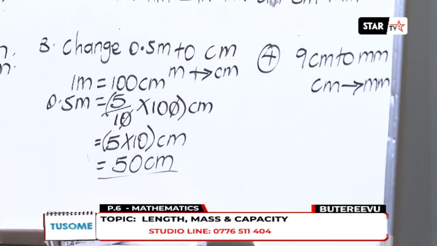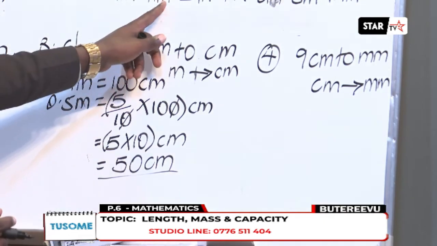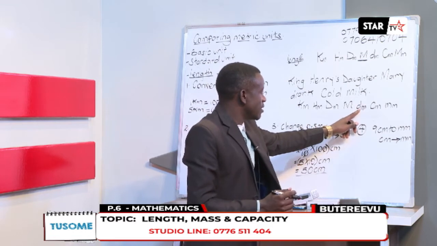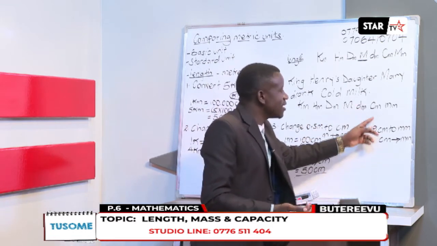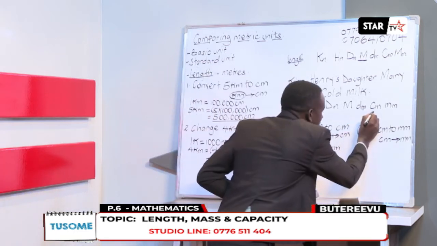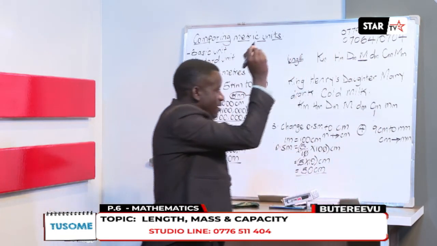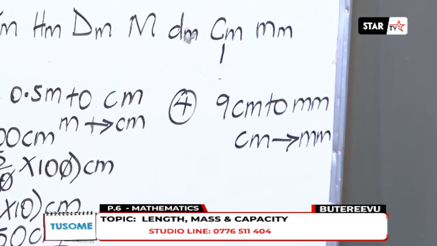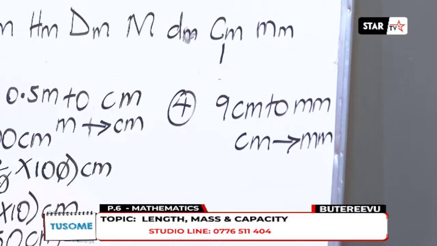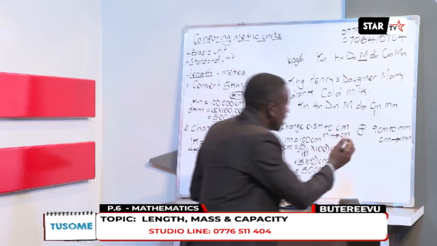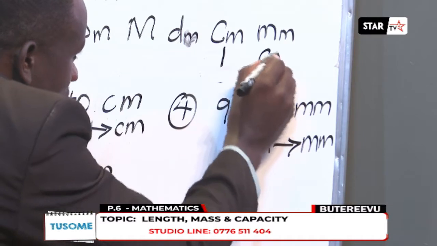Guess how I would do it. I would say kilometers, hectometers, decameters, meters, decimeters, then centimeters. That's where I should start from. I would put 1 under centimeters. Then from there, I'm changing to millimeters. I will put zeros on my right hand side until I meet the metric unit I'm changing to. Guess how I will get it? The next metric unit will be 0.